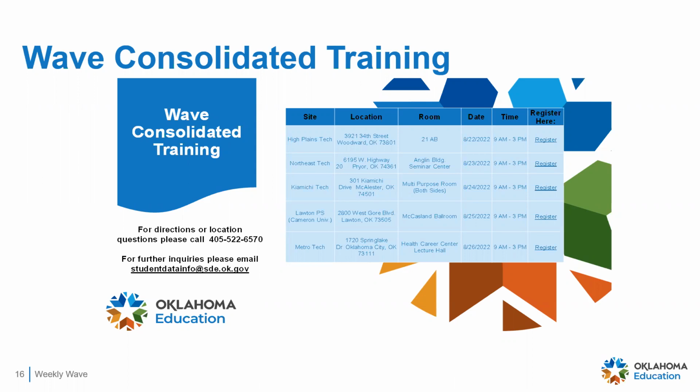If you've got questions for directions or locations, you can call 405-522-6570, or you can email us at studentdatainfo@sde.ok.gov. The time for each of these training sessions will be 9 to 3, and it's going to include other, like our CPSI partners and other people that are going to be there to help provide information on certain things that we're doing. So if you're interested, I ask that you please register now. I know that some of the sessions are filling up. So if you have any questions, please feel free to reach out to us.